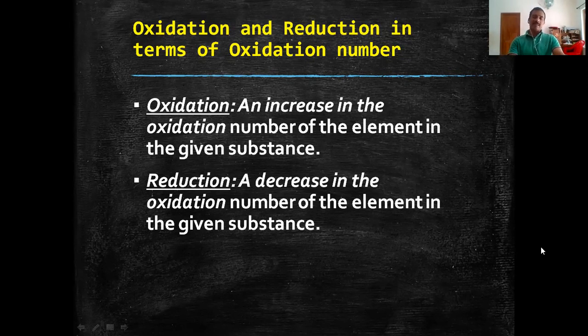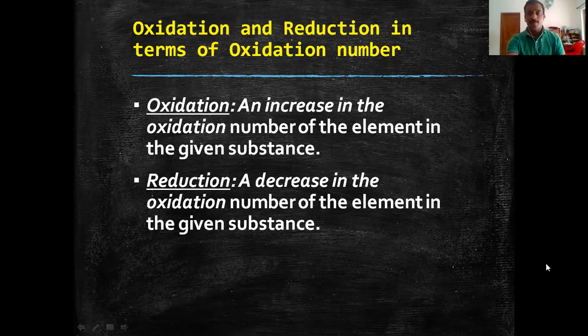Similarly, what is reduction? A decrease in the oxidation number of the element in the given substance. That is reduction. So in the previous example, magnesium plus oxygen gives magnesium oxide, oxygen is in 0 oxidation state on the reactant side. And on the product side, the oxidation state of oxygen is -2, 0 to -2, a decrease. So oxygen is reduced.